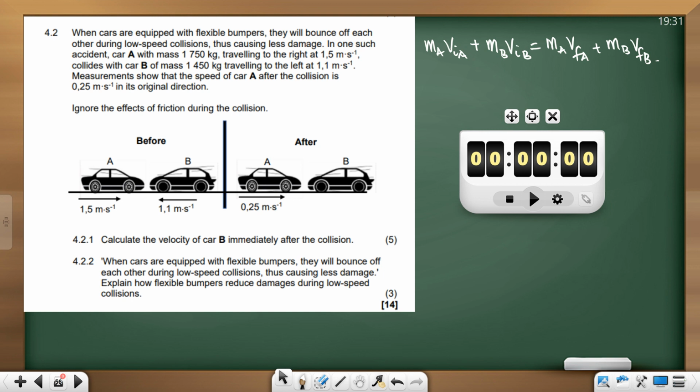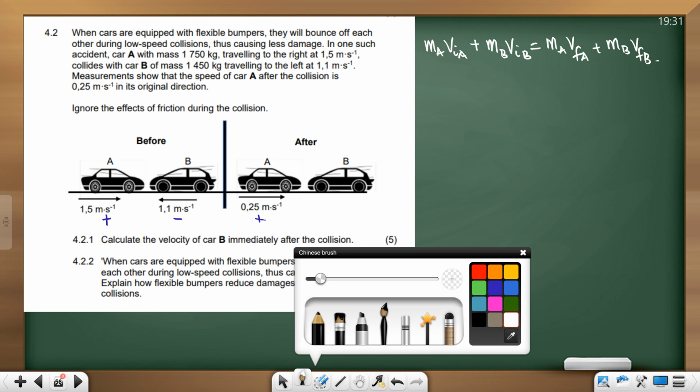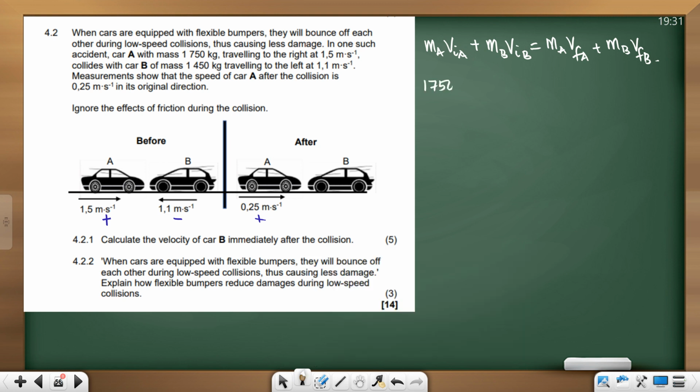Guys, let me check where your error might be. Did you put the signs? So can we choose right as positive? Okay, so if we choose right as positive, and left as what? Negative. What is the mass of A? 1750. What's the initial velocity? 1.5. What's the mass of B? 1450. What's the initial velocity? Negative 1.1, right? Negative 1.1. Is that fine?